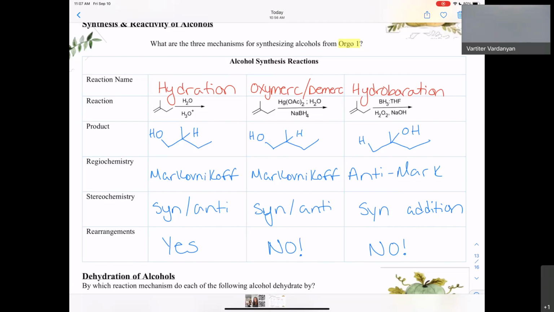Rearrangements. So what does it mean if we can have a rearrangement? If you have a carbocation, that carbocation can move around. So we cannot do that in oxymercuration-demercuration or hydroboration. Just have this in mind. It's not something that Dr. West usually tests on. He gave one question about it once.